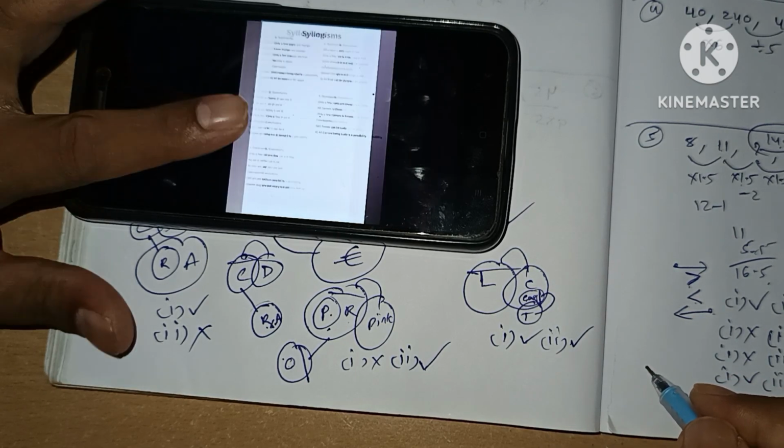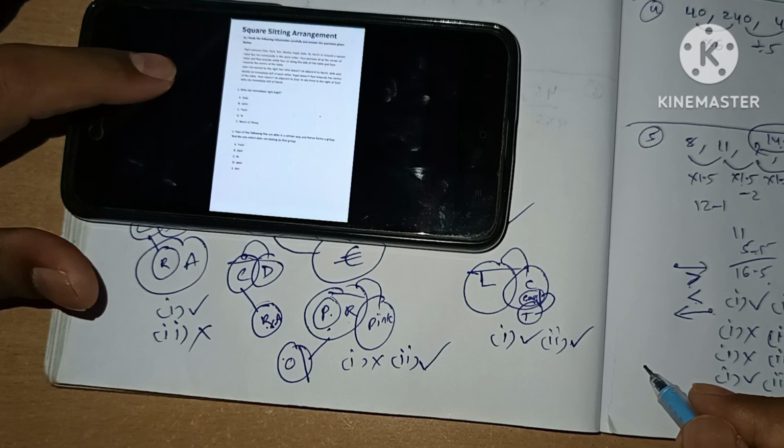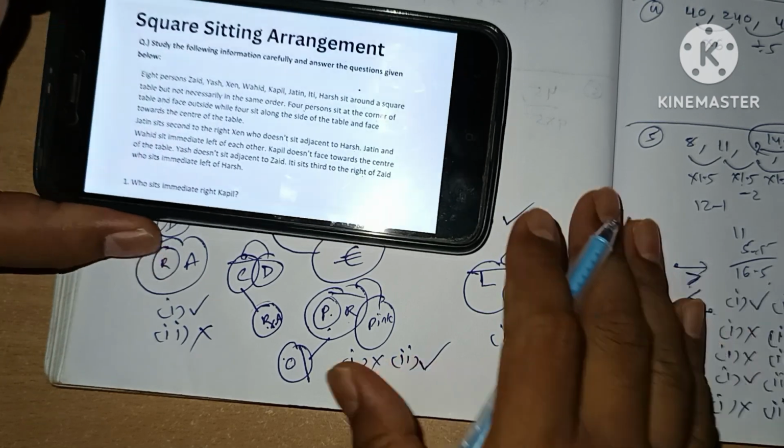Now we are going to see a reasoning puzzle. Square sitting arrangement puzzle.